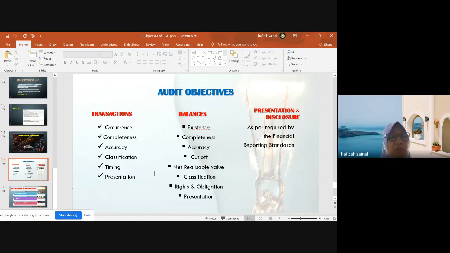How do we know it occurred? That means there is an invoice being issued. But invoice being issued for what? For delivery that has been made. Why do you make delivery? Because someone ordered. So you see how you backtrack. From the invoice, you want to see the delivery order. From the delivery order, you want to see the sales order just now. Then from all the documents that you have, you match.